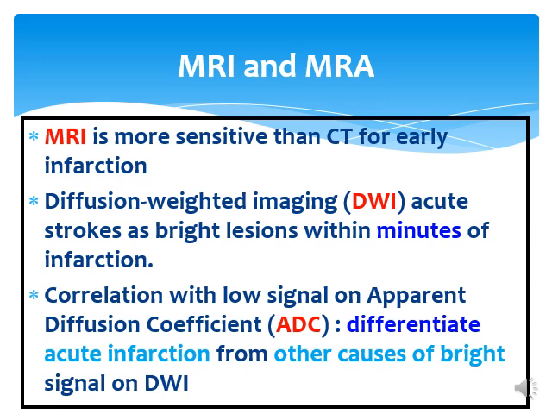So it's better to do DWI, or diffusion weighted imaging, for the infarction. You can see it in the first few minutes. And to get more information about these white or bright lesions and differentiate them from other causes of bright lesion, we can do what's called ADC, which is apparent diffusion coefficient. This is also a modality of MRI.